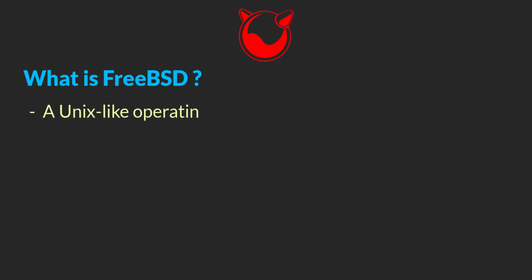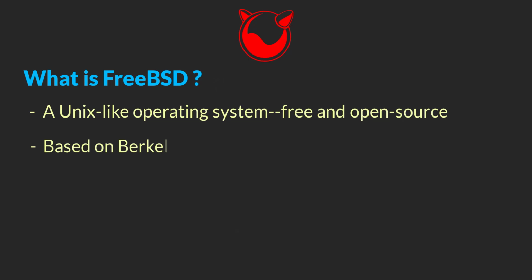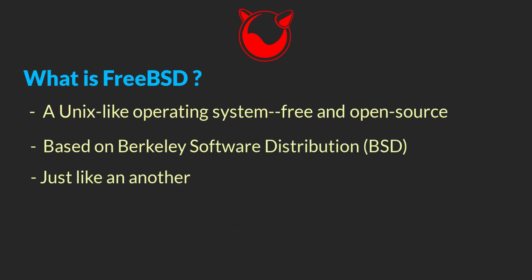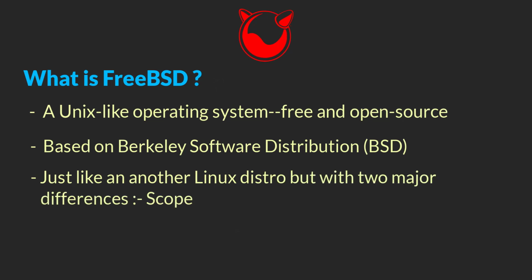FreeBSD is a Unix-like operating system that is free and open source. It is based on Berkeley Software Distribution or the BSD. It is just like another Linux distro, but there are two major differences in scope and licensing.